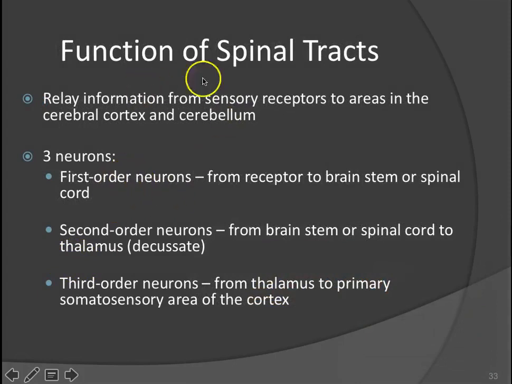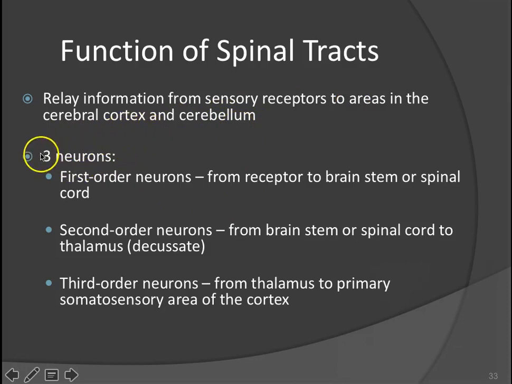All right. So the functions of these spinal tracts, right? They're going to relay information from sensory receptors to areas in the cerebral cortex and the cerebellum. So these are going to be the sensory receptors. That's what they're doing.